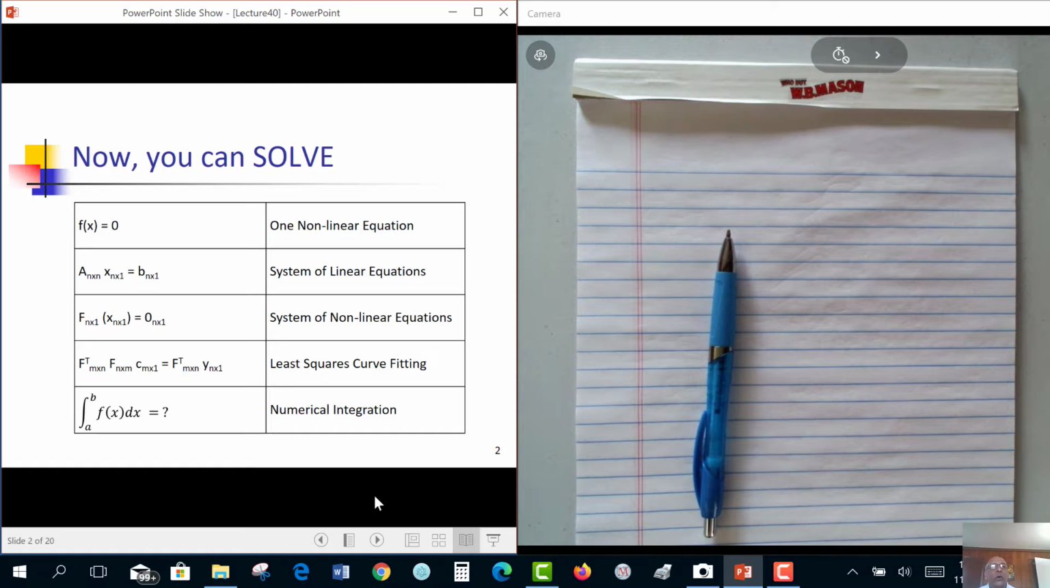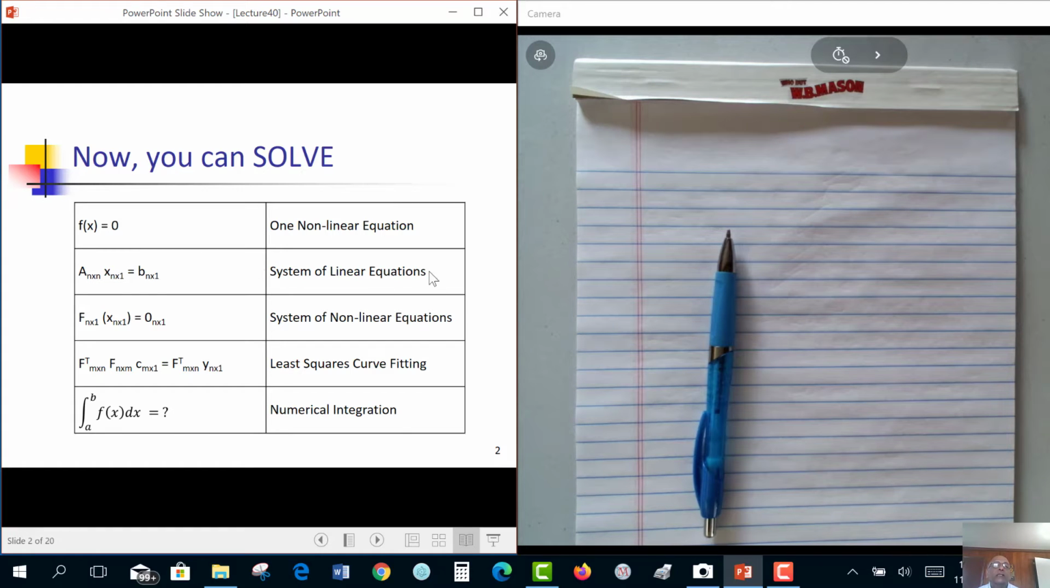I'm not going to be teaching anything new. I just want to give you an overview of what you have learned in this course, what you have accomplished in this course. So now, after having finished the course, you should be able to solve one nonlinear equation. In fact, you saw that we use the secant method in a variety of different ways. We use Newton's method in a variety of ways later on.